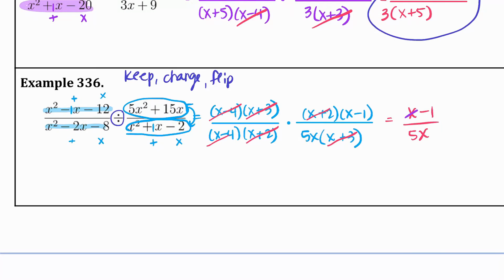And again, we cannot cancel these x's because this is a term, not a factor. If our problem looked like this, hey, now we could cancel those x's because they're factors, not terms. But our problem did not look like that, so we just stop right here. X minus 1 divided by 5x.